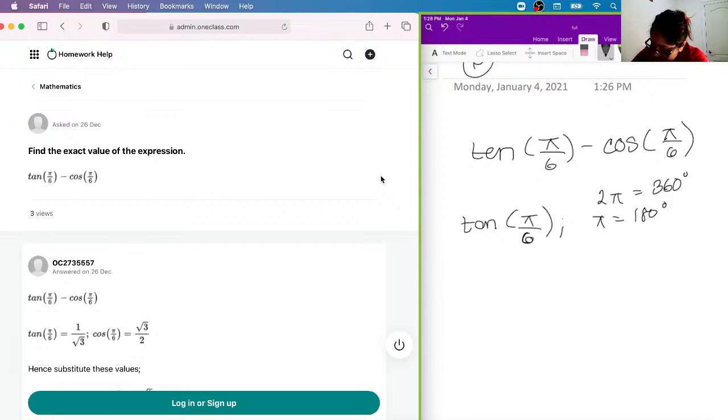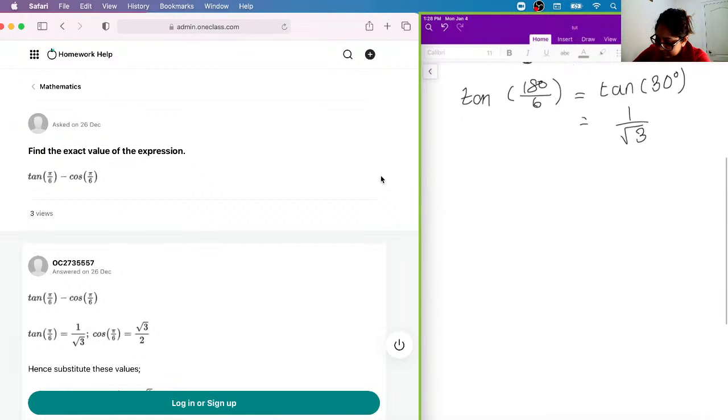basically evaluate this by saying tan 180 over 6. This is equal to tan of 30. And so if you guys recall, tan of 30 is equal to 1 over square root of 3, right? From our special case triangles.